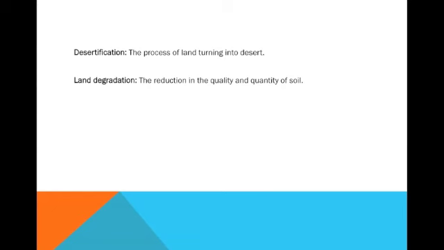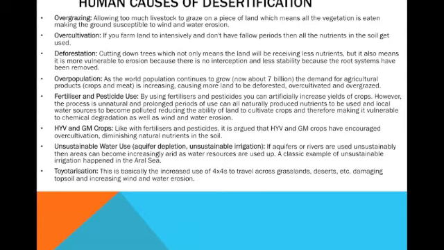What is desertification? Well, it's the process of land turning into a desert. And land degradation, like we've said just about a bazillion times, is the reduction in the quality and quantity of the soil. So, what are some human causes of desertification? Well, you've got overgrazing, allowing too much livestock to graze on a piece of land, which means that all the vegetation is eaten, and this will make the ground susceptible to wind and water erosion.